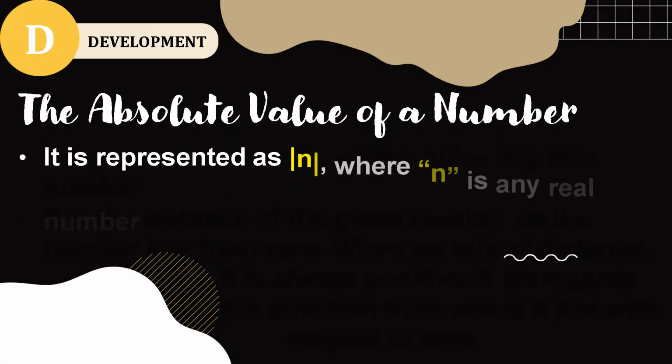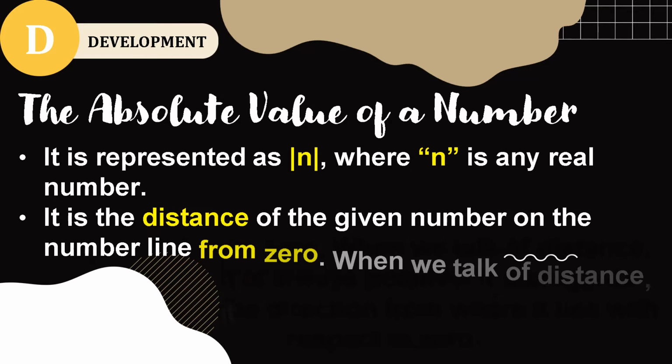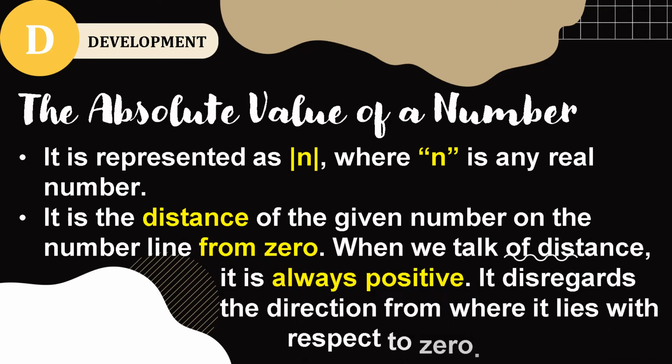What is the absolute value of a number? It is represented as n enclosed with vertical lines, where n is any real number. It is the distance of the given number on the number line from 0. When we talk of distance, it is always positive. It disregards the direction from where it lies with respect to 0.